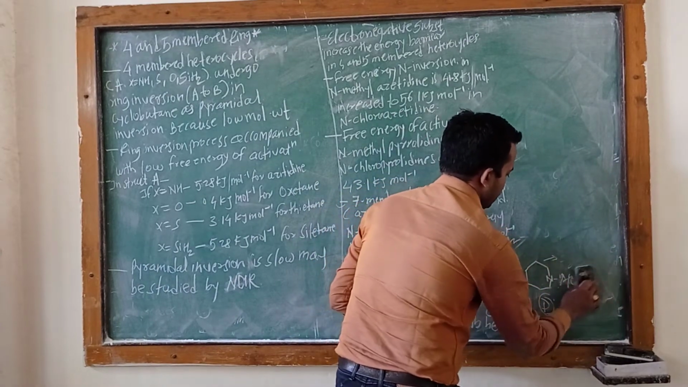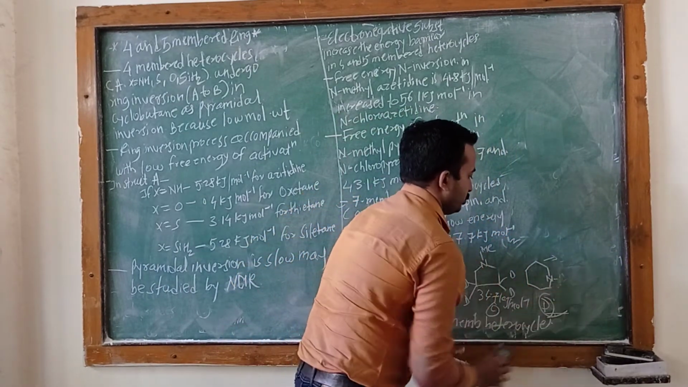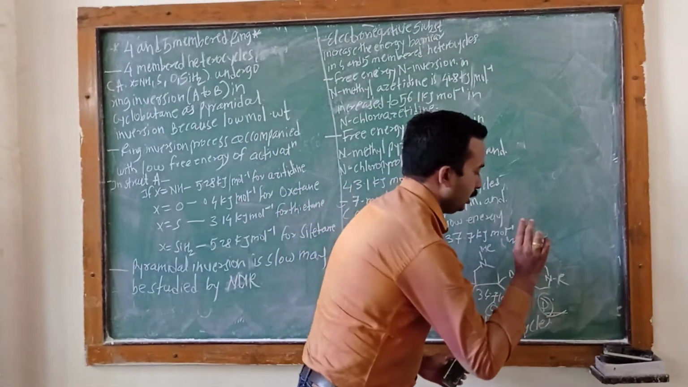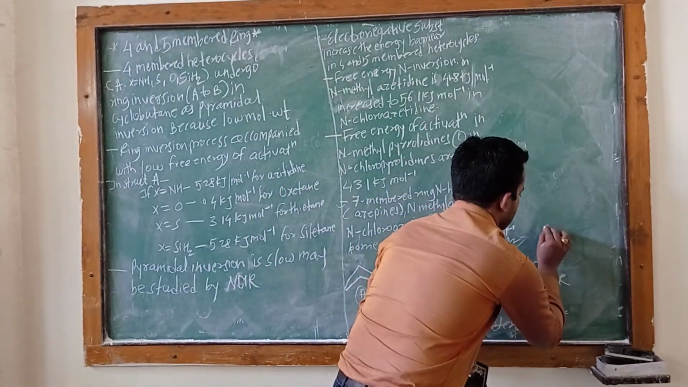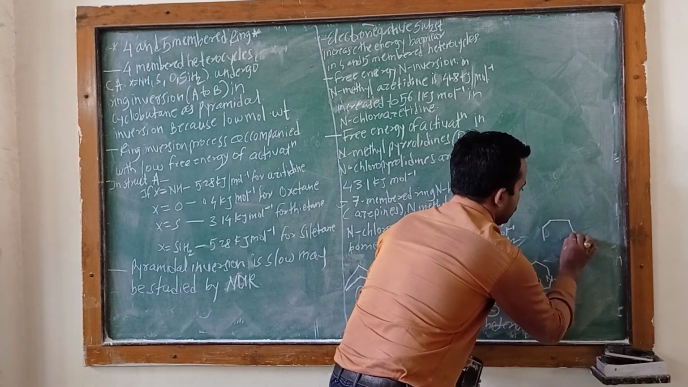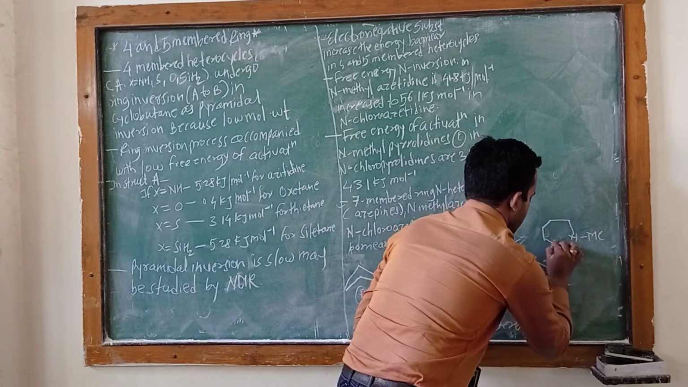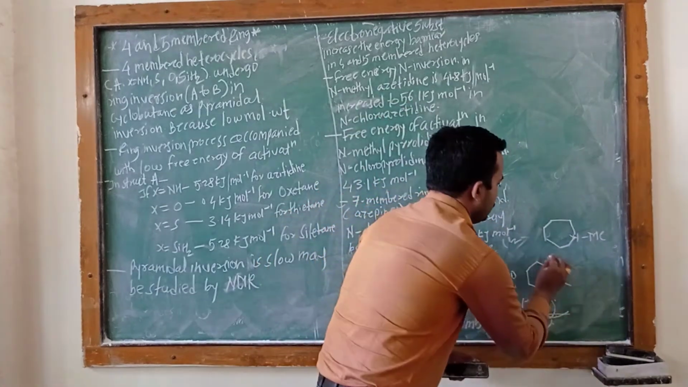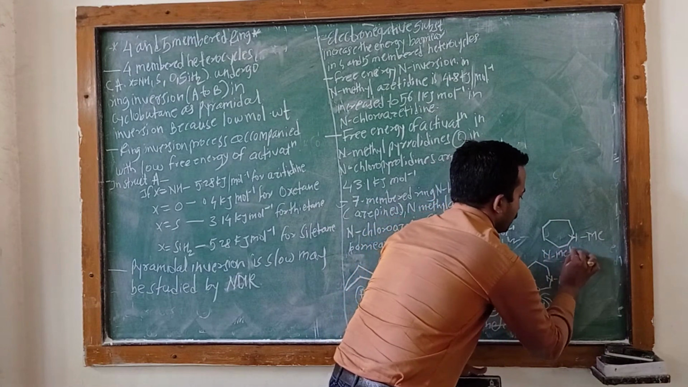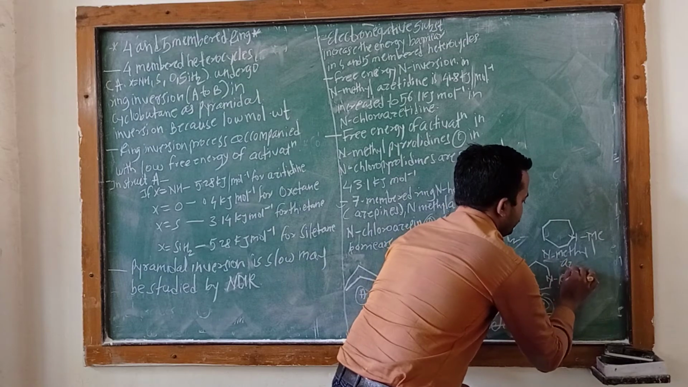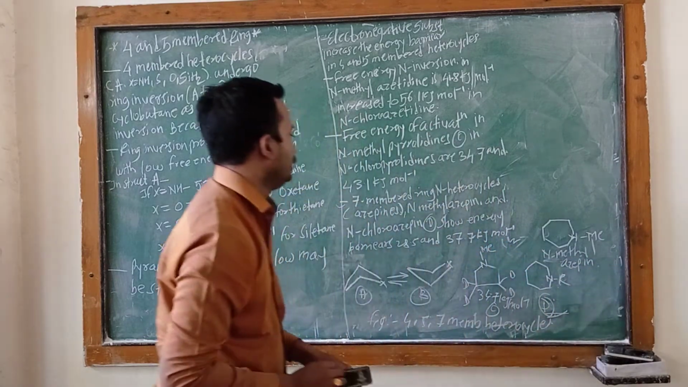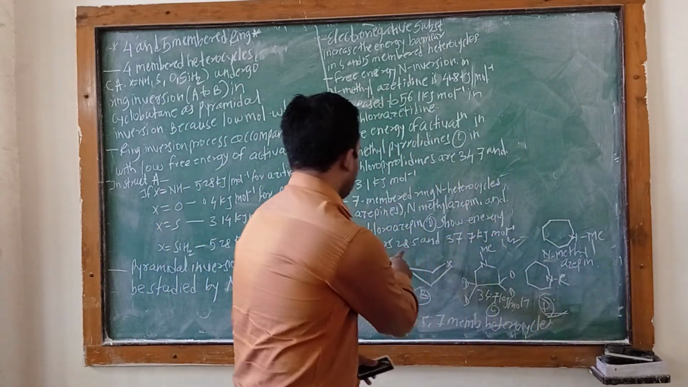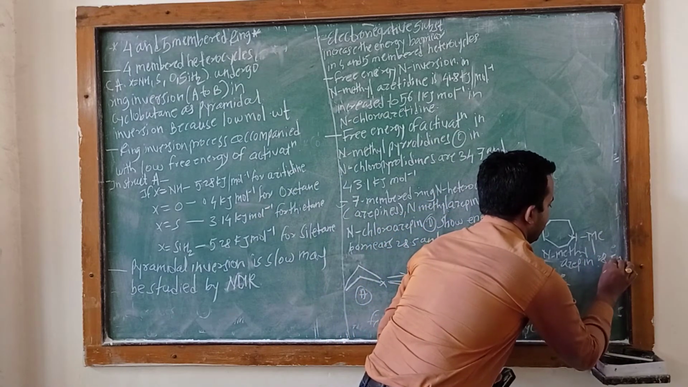Note that here there was an R group, this is the alkyl group. If you replace R with methyl group, you get N-methyl azepine. This energy is about 28.5.